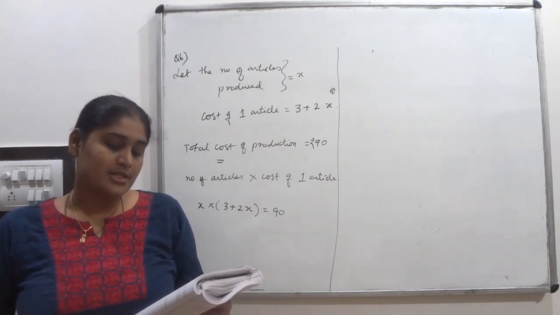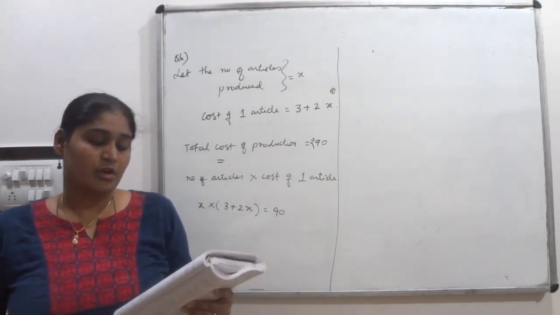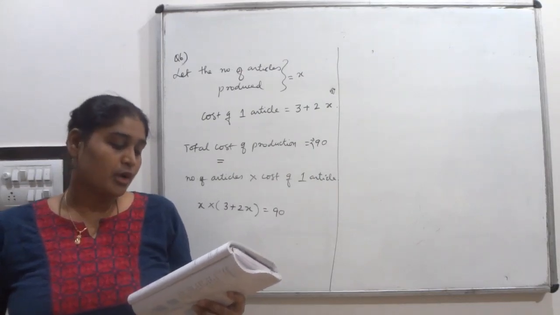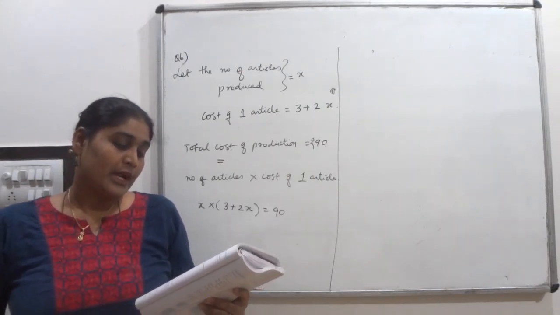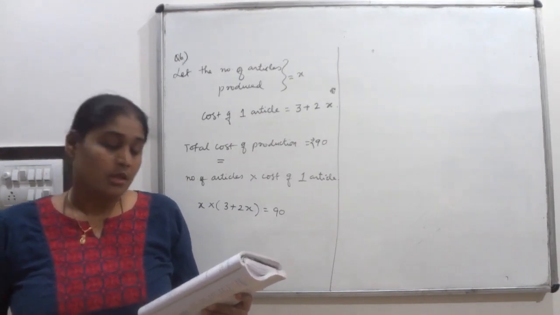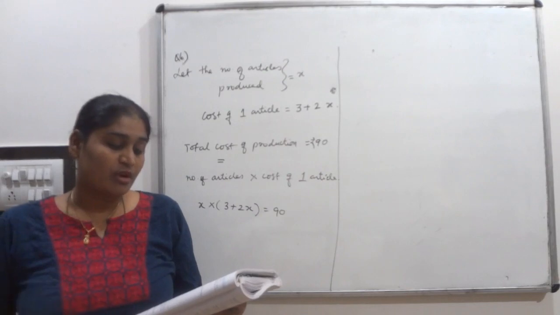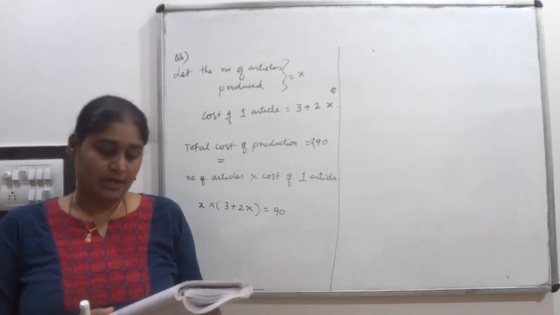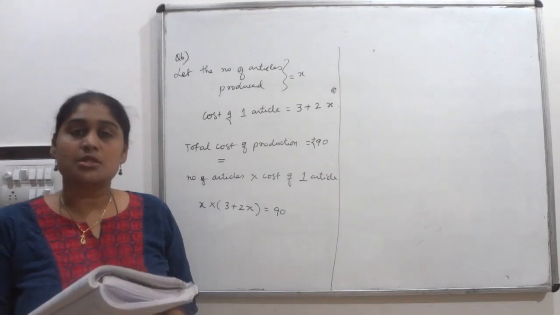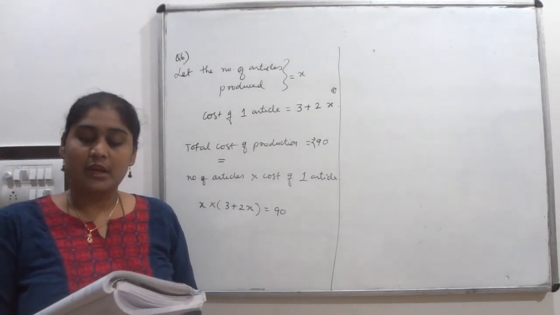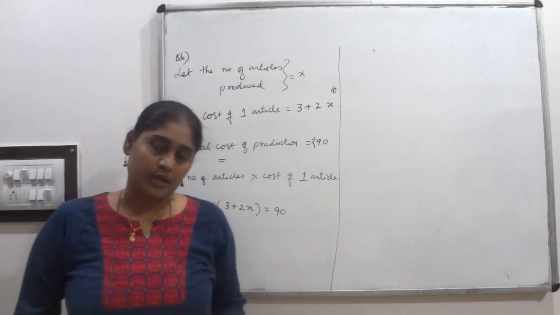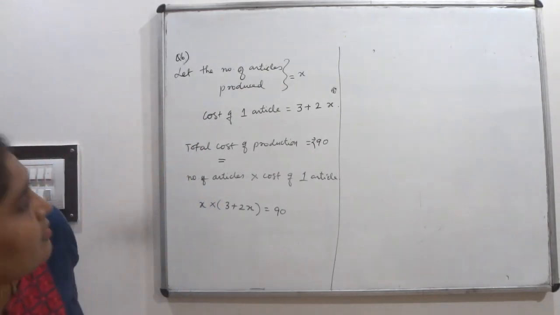A cottage industry produces a certain number of pottery articles in a day. It was observed on a particular day that the cost of production of each article was 3 more than twice the number of articles produced on that day. If the total cost of production on that day was rupees 90, find the number of articles produced and the cost of each article. Here, what is given to you?